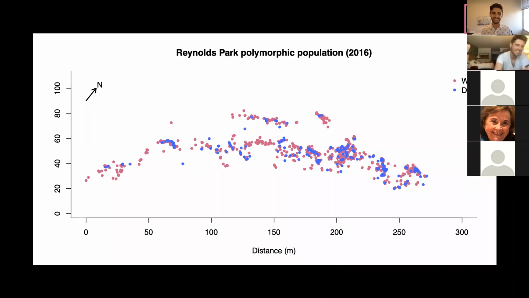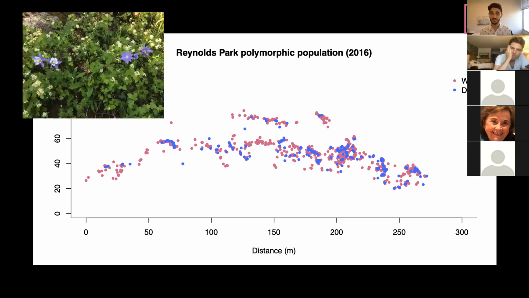But at the end of every season, we would have one of these spatial maps where we could see every single flower relative to everything else. The blue dots are Dahlia plants and the red dots are wild type. And that color scheme will continue throughout the entire presentation. In case I can't convince you with this map, here's a photo.